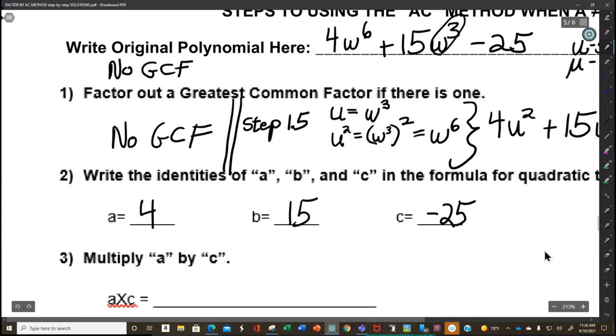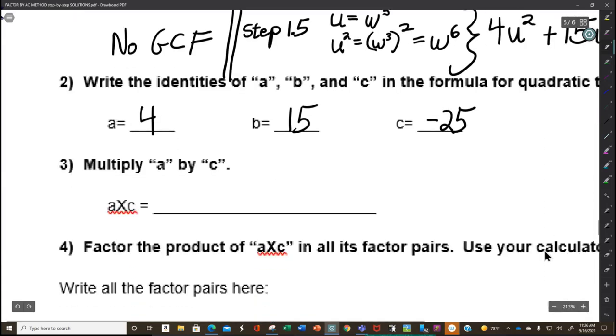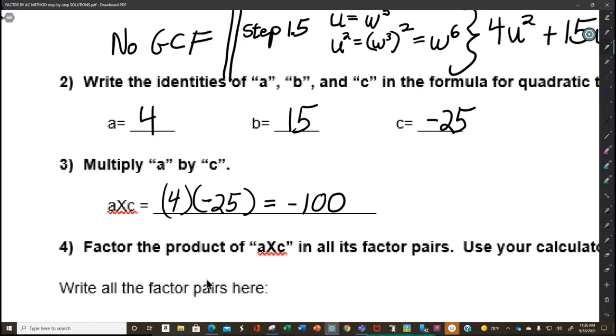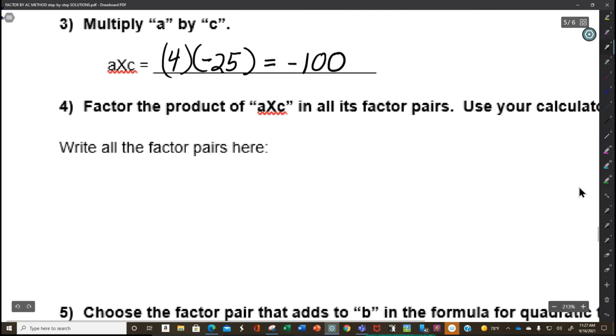Now it's not going to be a challenge till we get to the end. And even then it might not be. Multiply A by C. Okay, here's A, here's C. 4 times negative 25 equals negative 100. We're gonna have to factor negative 100. But it might not be the worst thing.